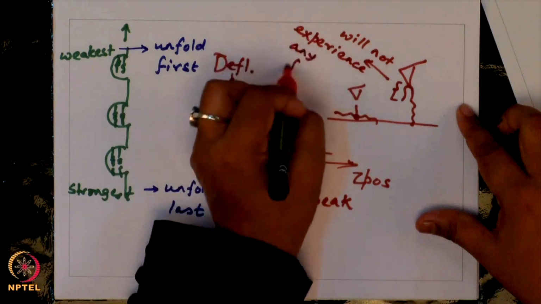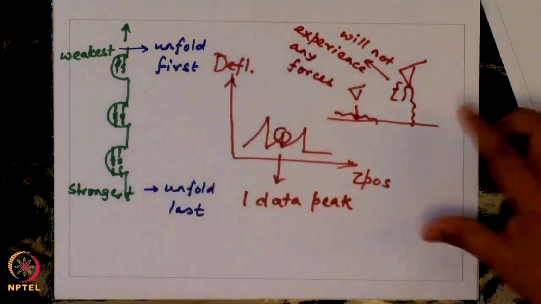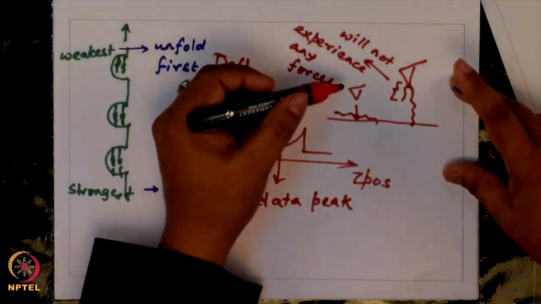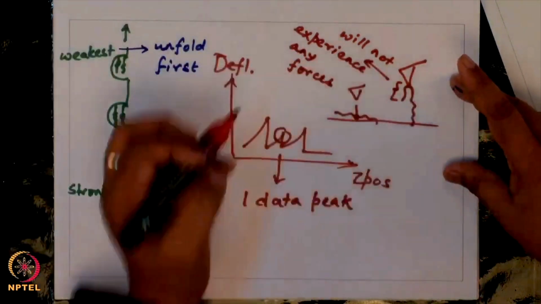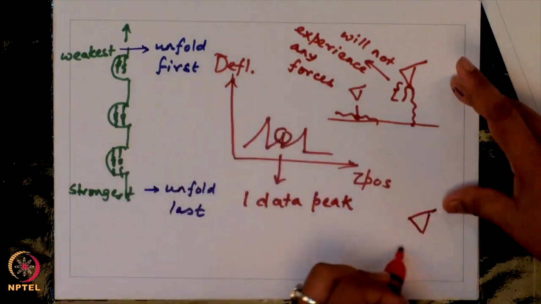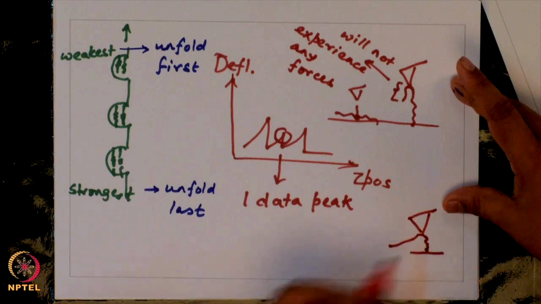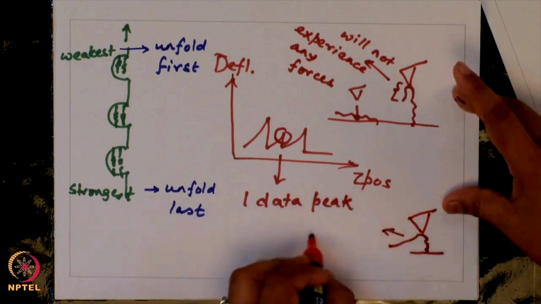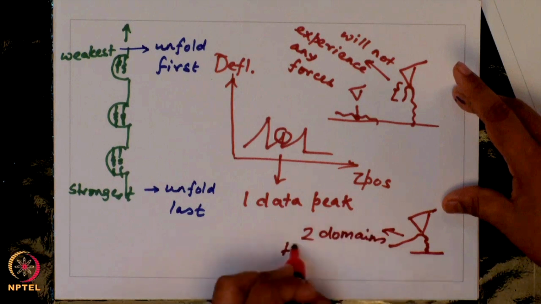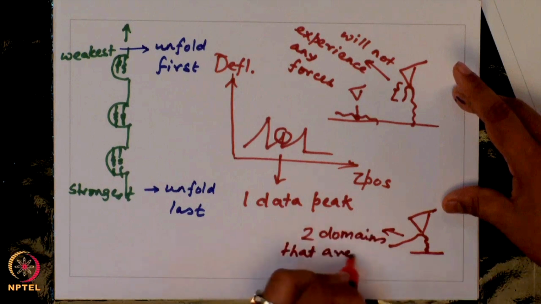any forces. Okay. So, in a sense, for example, if this is your first domain, it won't unfold, but the second and third will. So, the case I have drawn is something like this. Okay. So, you have two domains that are not stretched.